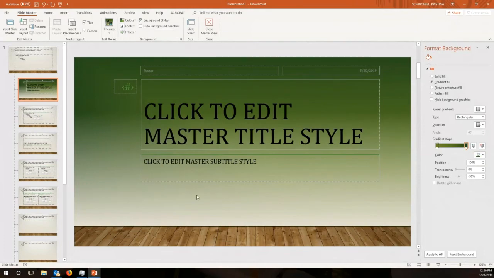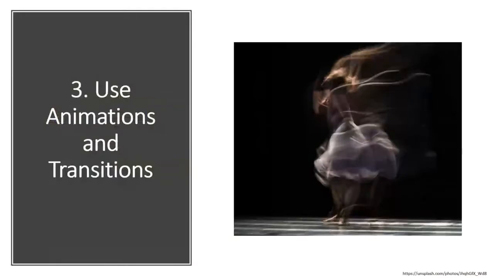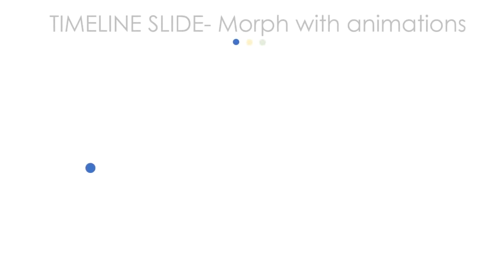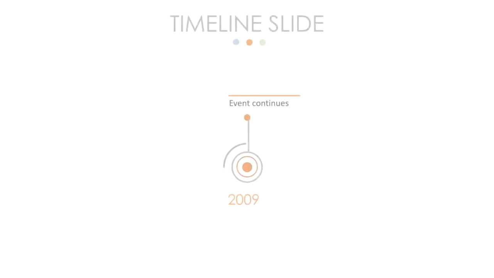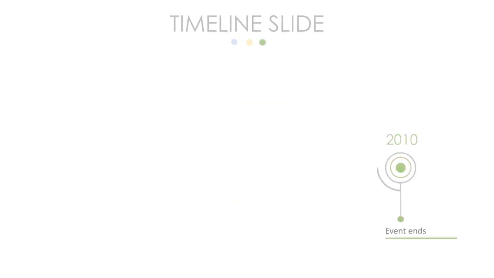All right, so let's go into the next section then. And that's going to be how to use animations and how to use transitions. All right. So there's a lot of different things that you can do with animations. This is an example of a morph transition, also used with animations. So I created a little bit of a timeline slide. And I just have this going through and animating some kind of timeline that I want to illustrate.